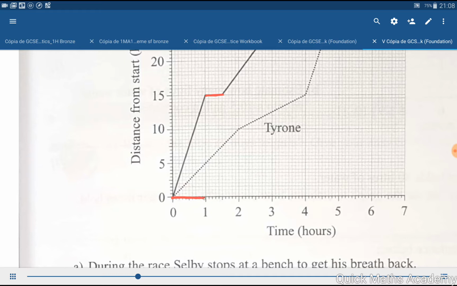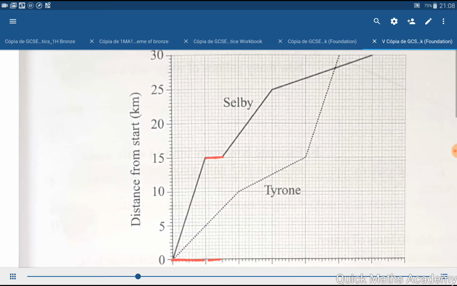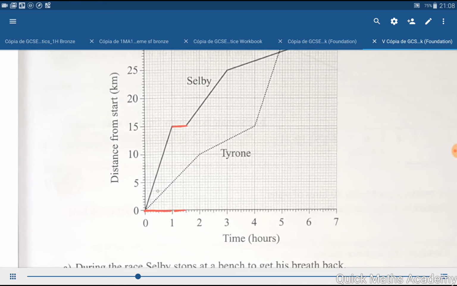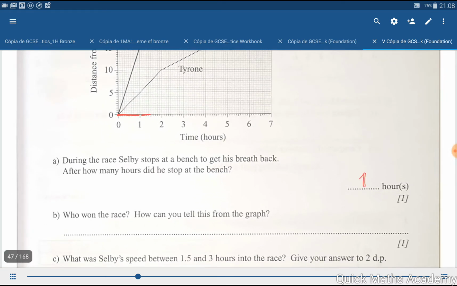After 1 hour of race, Selby was tired and stopped for about half an hour. How can we see that? Because time is passing and the distance is not increasing. About 30 minutes passed from here to here, and the distance didn't increase, so Selby stopped after 1 hour. So our answer is after 1 hour.